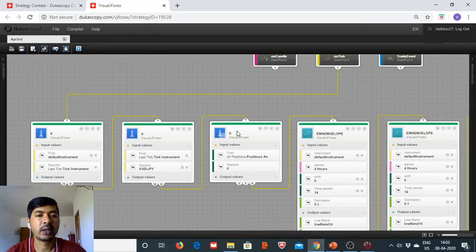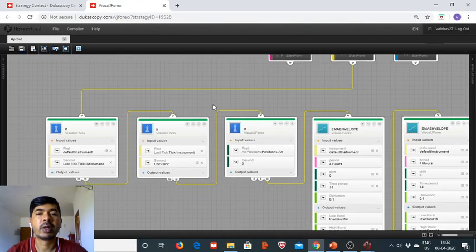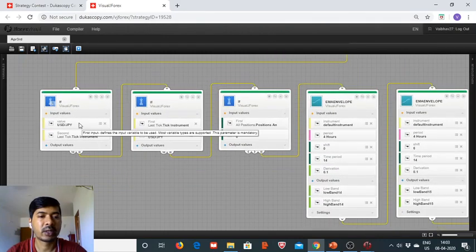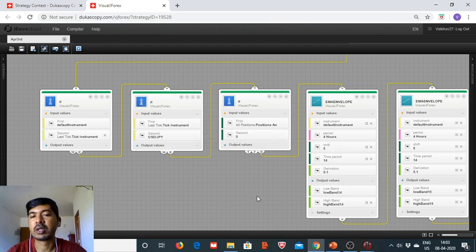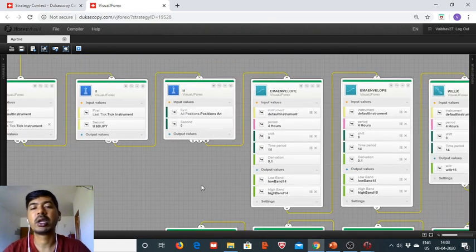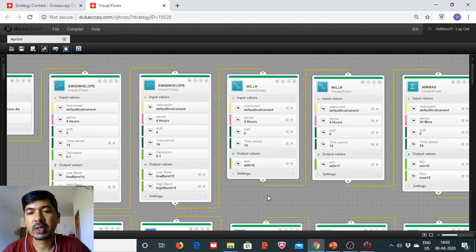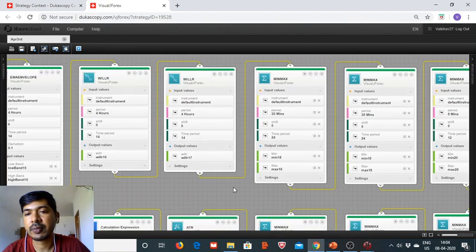Now we take a brief look at what we have done so far on the Visual J Forex platform. This standard instrument subscription, this time around we are using the USD JPY. Then the position amount has been defined at 0. So if there is any open or pending open position, then no trading will happen. EMA envelope bands, shift 0 and shift 6 defined at 4 hours. Williams percentage R to determine the overbought or oversold territories.